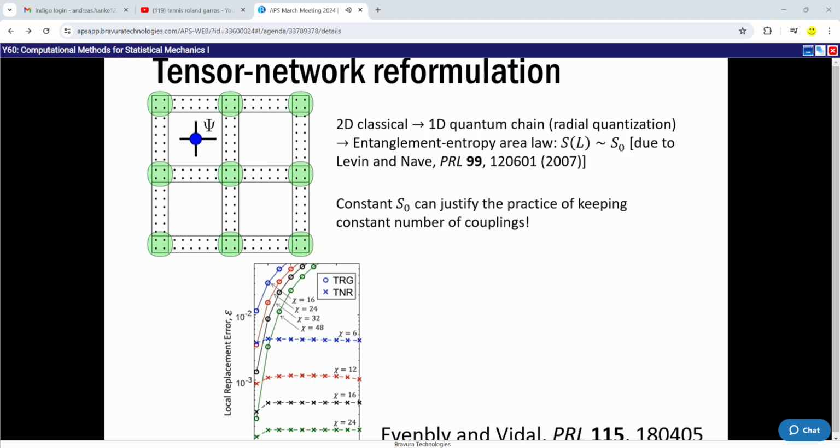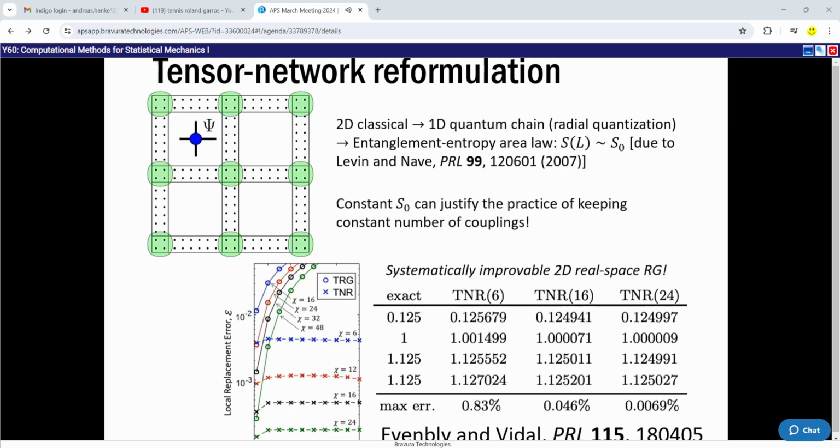You notice that when you increase the number of couplings you keep in your RG, the error will decay systematically. And if you check the estimated exponents, you also see that when you increase the number of couplings, the error will decay systematically. And so these two also proposed this method, which achieved very successfully 2D real space RG. And we want to push this success to 3D.